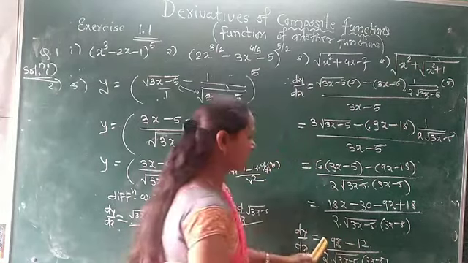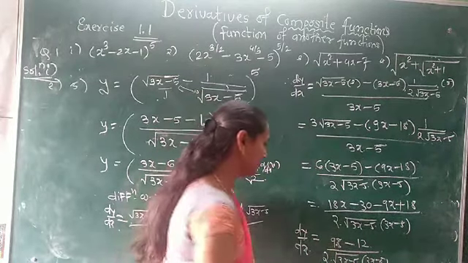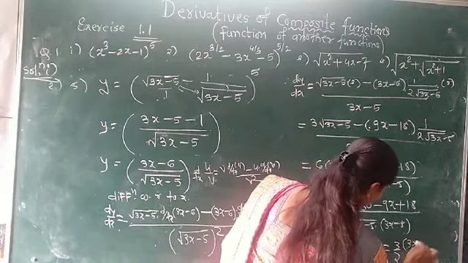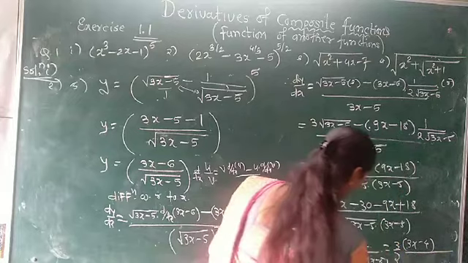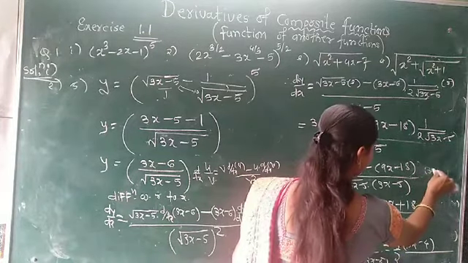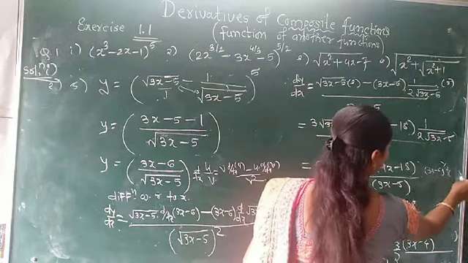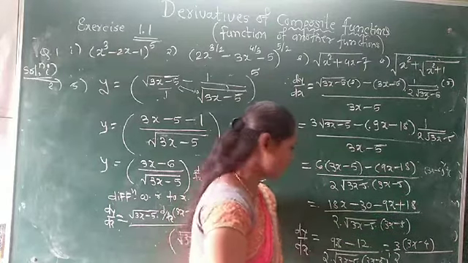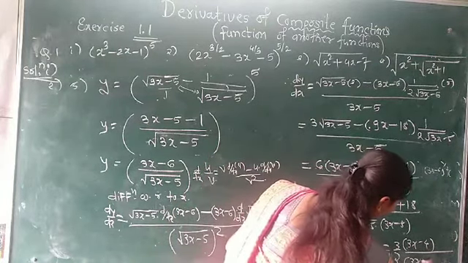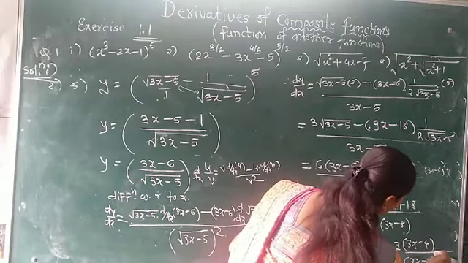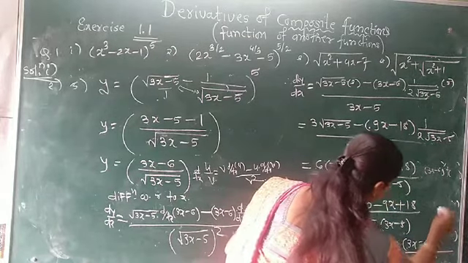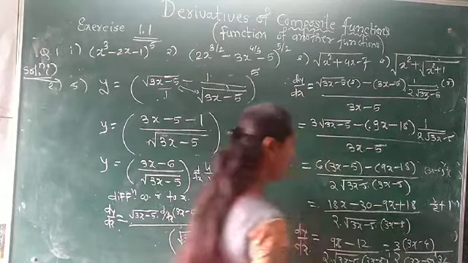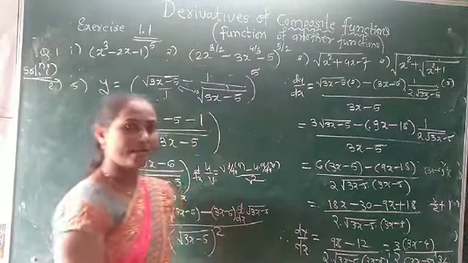So from this term we take 3 common. So in bracket we get 3 by 2 into 3x minus 4 divided by, here the power is raised to 3x minus 5 raised to half and here the power is 1. So by multiplying, half plus 1, it becomes 3x minus 5 raised to 3 upon 2, that is dy upon dx.